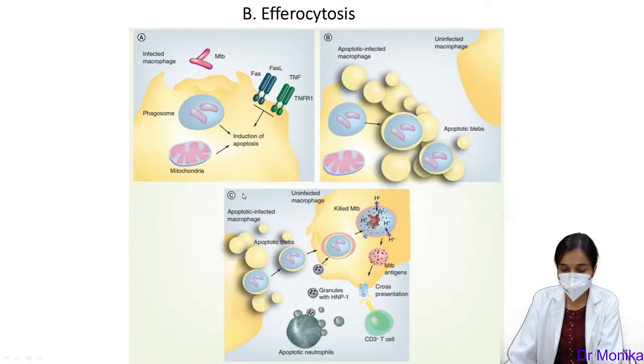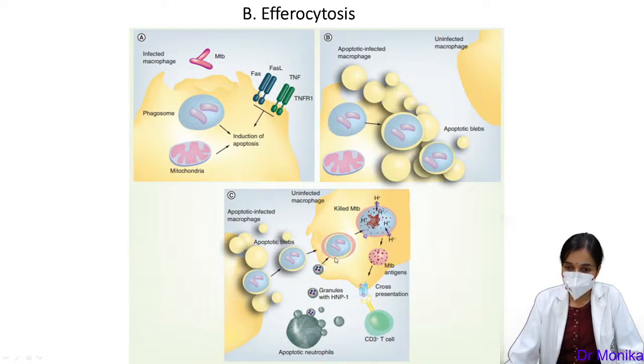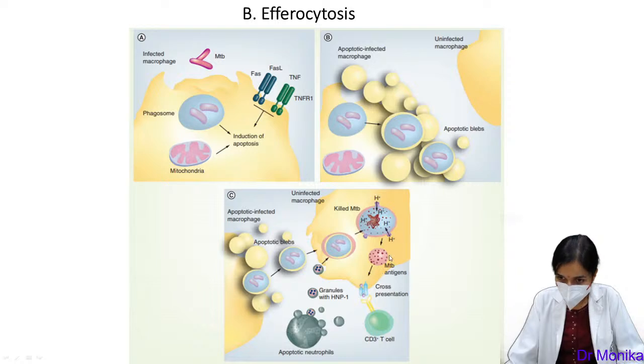Coming to the second mechanism, that is efferocytosis. Efferocytosis has been derived from a Greek word meaning to take to the grave. It is basically the engulfment and degradation of apoptotic bodies by the macrophages. After the initial infection with Mycobacterium tuberculosis, there is induction of apoptosis, and these apoptotic infected macrophages are recognized by the bystander uninfected macrophages and then delivered to the lysosomes. Also, there is expression of the human neutrophil peptide 1 protein, which enters the uninfected macrophage by the process of efferocytosis and helps in the killing of Mycobacterium tuberculosis. The Mycobacterium TB antigens generated are then put for cross presentation, which helps in priming of the CD8 T cells.